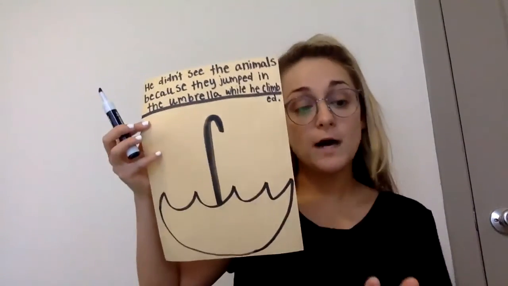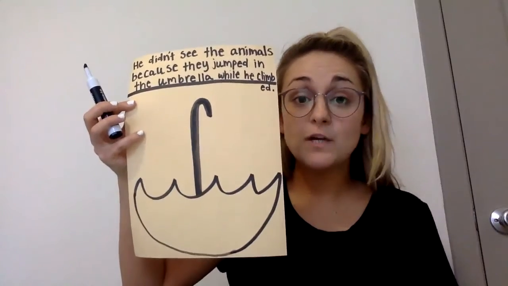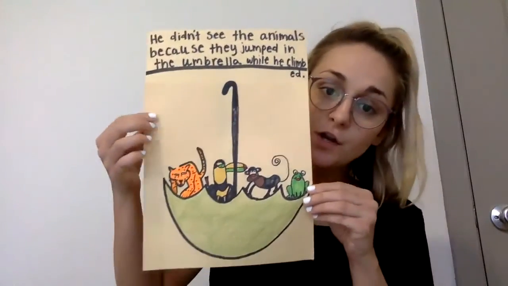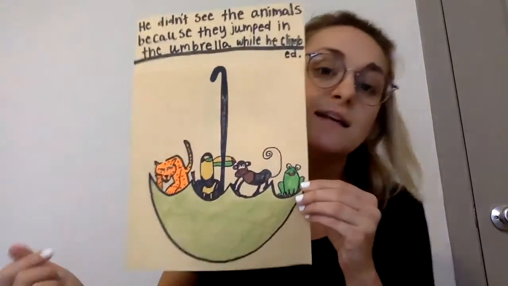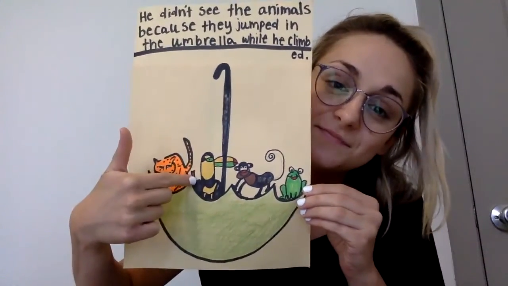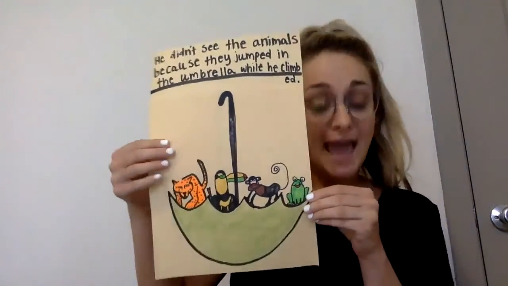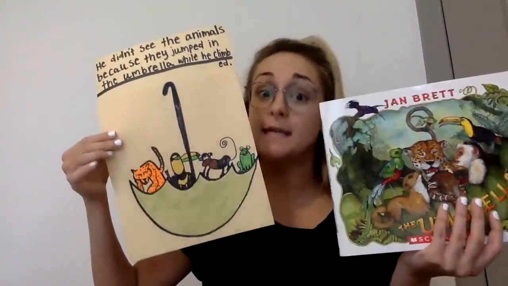So I am going to pause the video and then show you my final work that I already have done, and that way you can see what the umbrella looks like. So as you can see here, Miss Navarro has drawn her green umbrella, and I drew 4 of my favorite animals inside of them. I drew a jaguar, a toucan, a monkey, and a frog. So you can pick any of your favorite animals. They do not have to be animals from the story, though they can be.